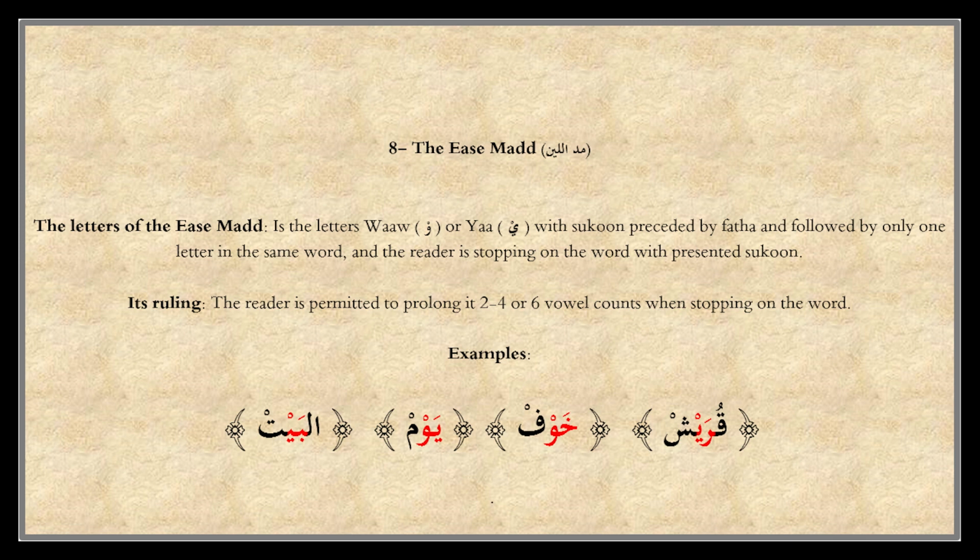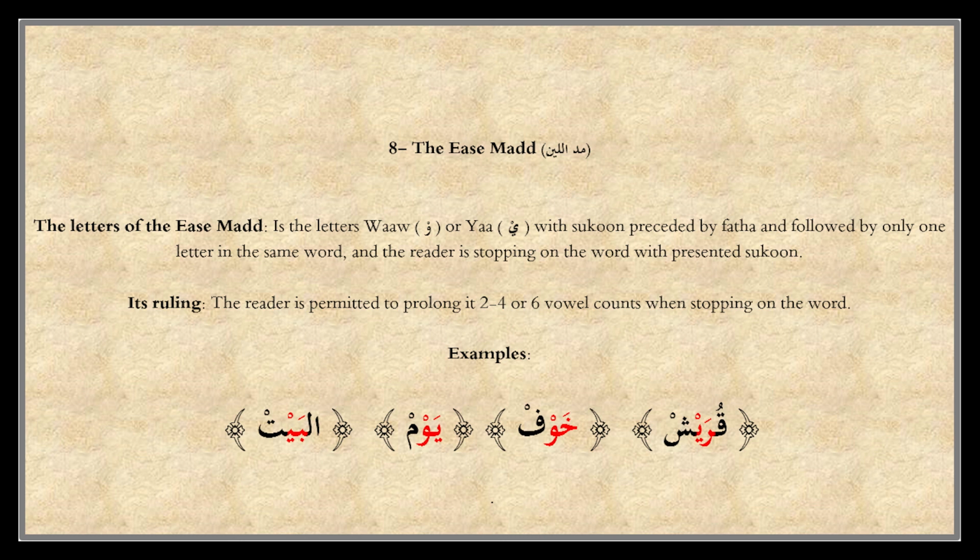The next one is the eighth one, the leen. The letters of the leen are waw with sukun and ya with sukun, preceded by fatha, and followed by one letter in the same word. And the reader is stopping on the word with presented sukun. Its ruling, the reader is permitted to prolong 2, 4, or 6 vowel counts when stopping on the word, like يوم، البيت، خوف، قريش.